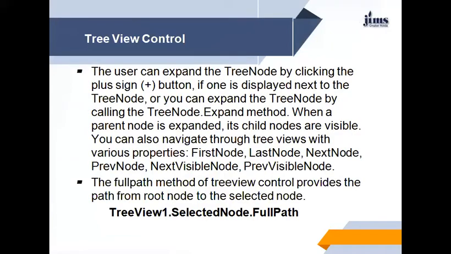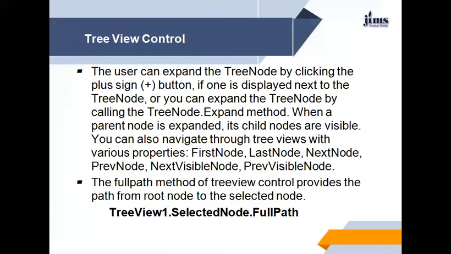The user can expand a tree node by clicking the plus sign button, if one is displayed next to the tree node, or you can expand the tree node by calling the TreeNode.Expand method. When a parent node is expanded, its child nodes are visible. You can also navigate through tree views with various properties like FirstNode, LastNode, NextNode, PrevNode, NextVisibleNode, and PrevVisibleNode.